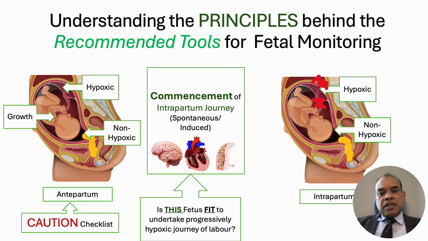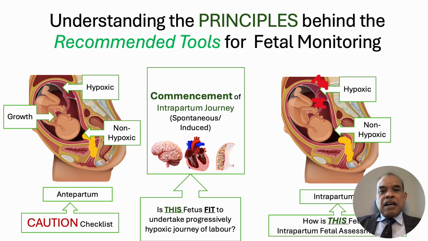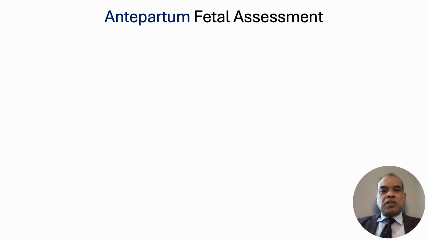And during labor, as the membranes rupture and the cervix opens, there's enough time for the bacteria from both the upper and the lower vagina of the mother to ascend and cause infection. And therefore, we also need to recognize features of inflammation. And this is where the next checklist is there during labor, which is called the How is this fetus tool, or the Intrapartum Fetal Assessment Tool.